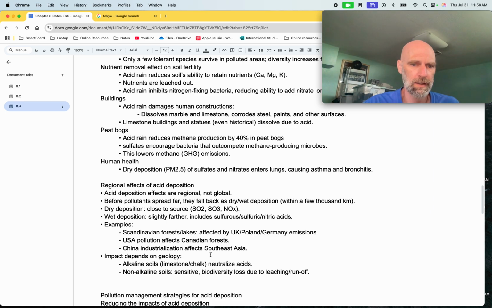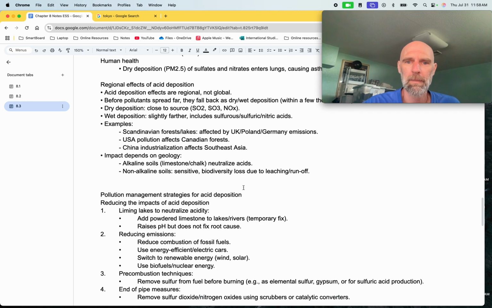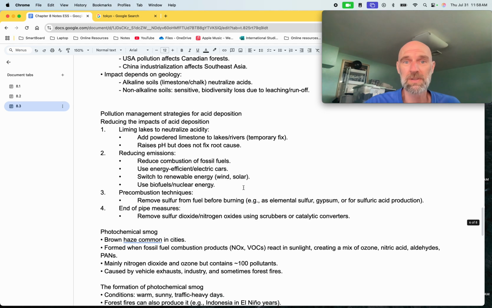Impact depends on geology. Alkaline soils, limestone, and chalk neutralize acids. Limestone breaks down, but it also neutralizes the acids, which is really pretty cool. Non-alkaline soils are sensitive, with biodiversity loss due to leaching and runoff.